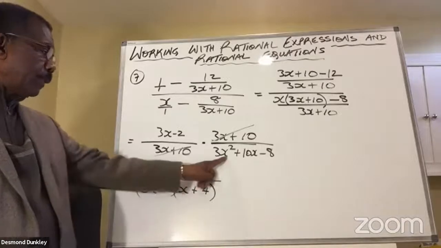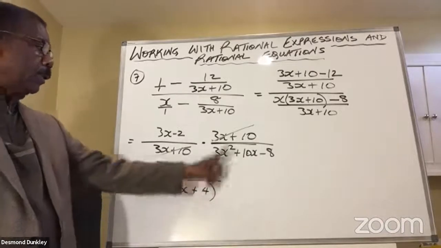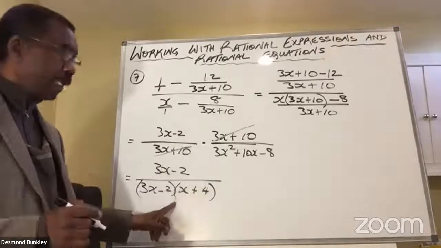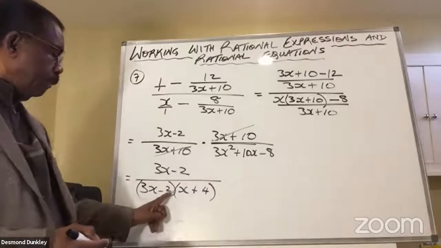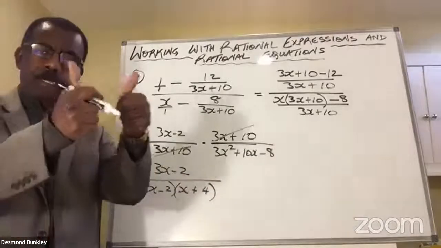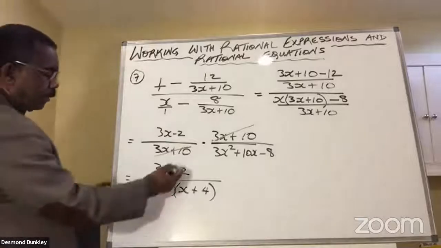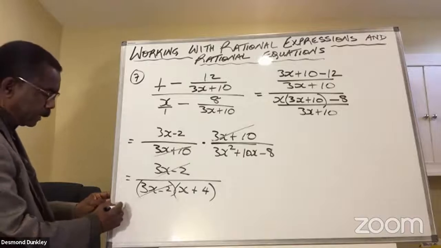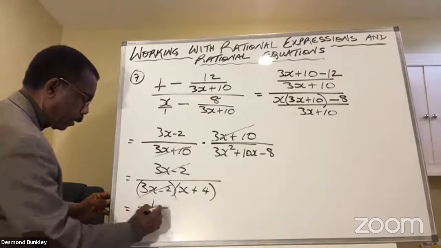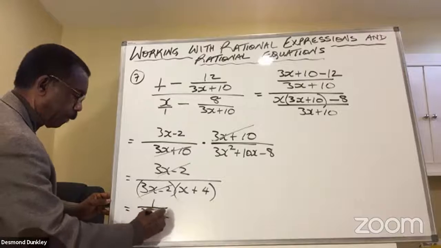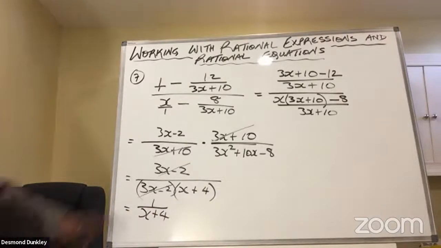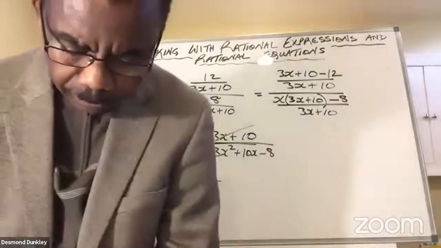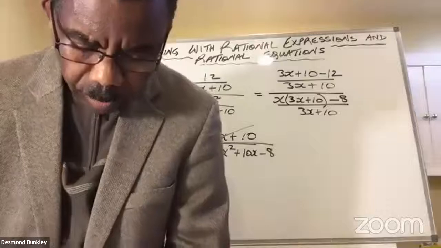3x times x, 3x squared. 3x times 4, 12x. Negative 2 times x, negative 2x. 12x take away 2x, 10x. Negative 2 times positive 4, negative 8. So we're good. And now we see that this cancels that, and we end up with 1 over x plus 4. So we went all the way from here, and this is what it simplified to. Okay?